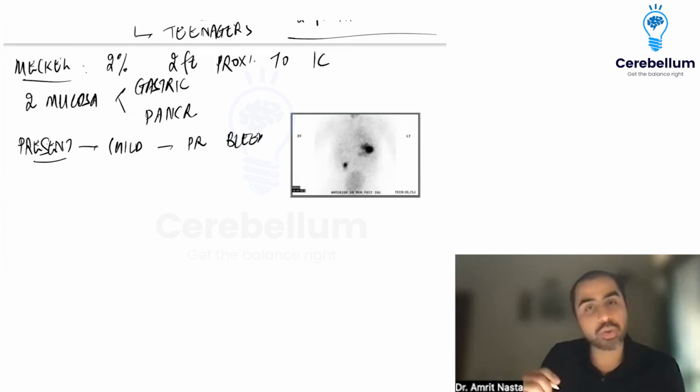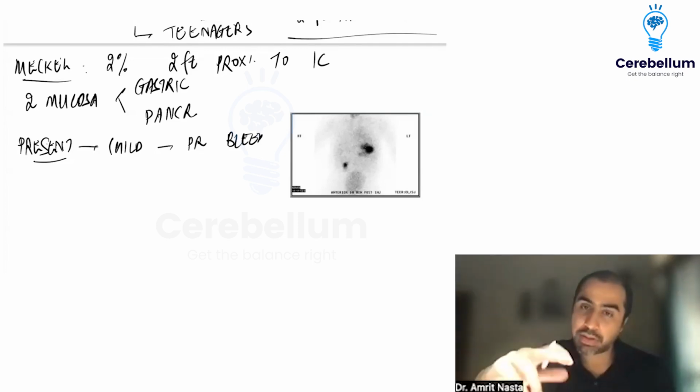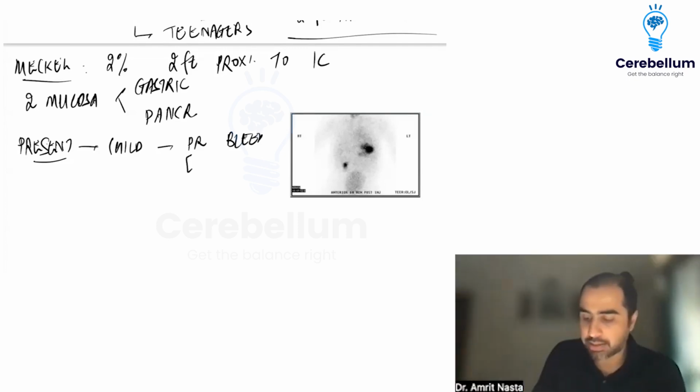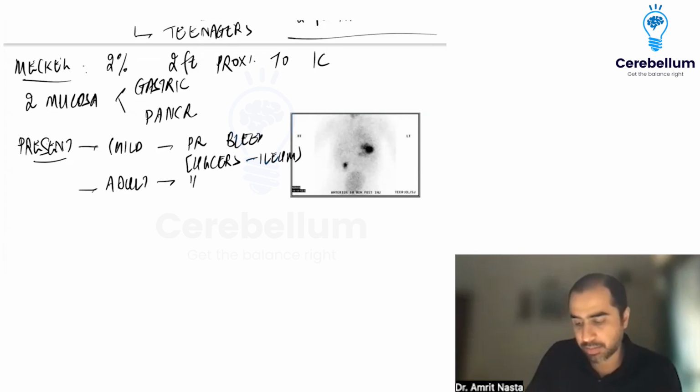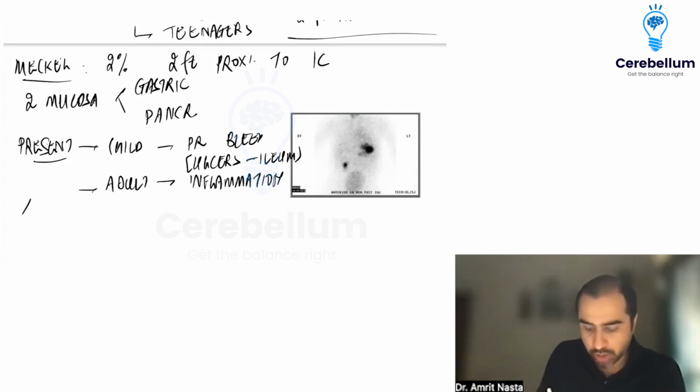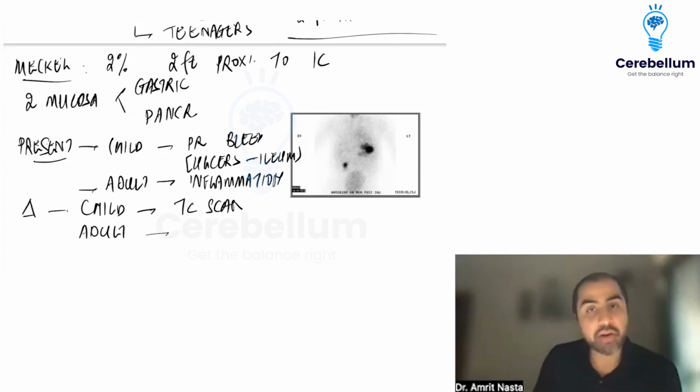Because this gastric mucosa will produce gastric acid. Because of gastric acid, the child will get ulcers. Where? In the ileum. Ulcers in the ileum. So the child will get bleeding. In an adult, there is no gastric mucosa. He may present with inflammation, like appendicitis. He will have diverticulitis. So to diagnose in a child, you will do this technetium scan. In an adult, how will you diagnose diverticulitis?